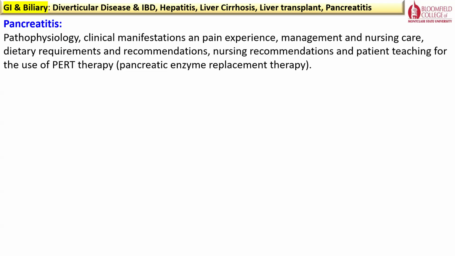The things that should be avoided here for patients with acute pancreatitis: the GI stimulants like caffeine-containing foods, tea, coffee, cola, chocolate, all of that, as well as alcohol, should be avoided.